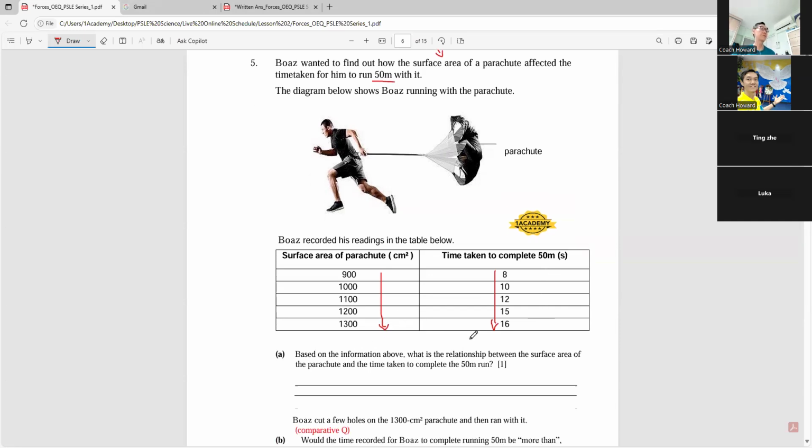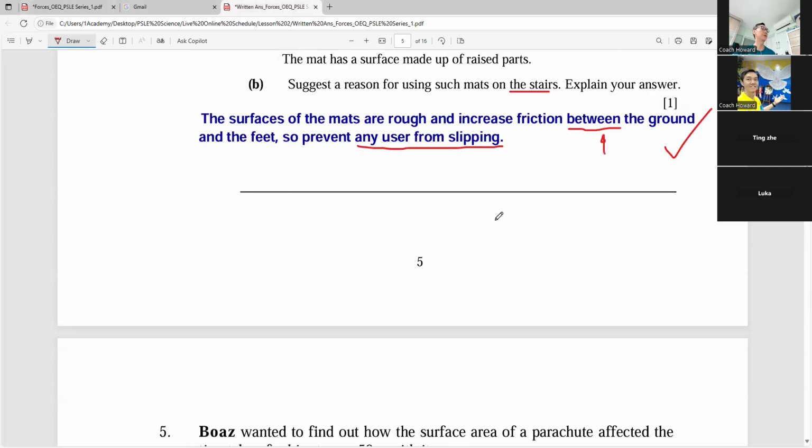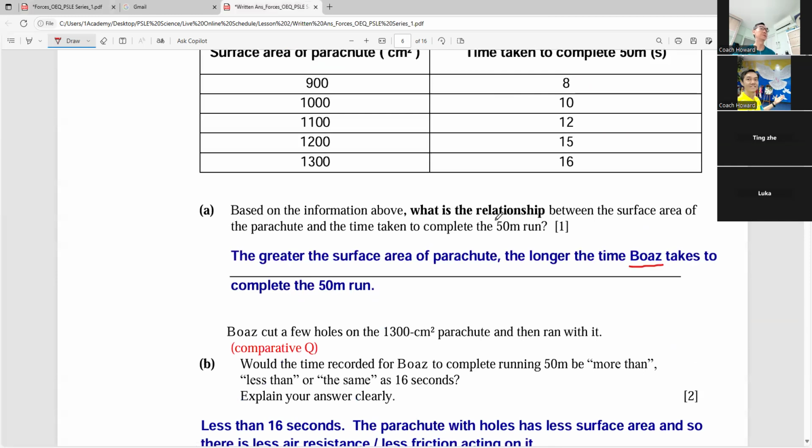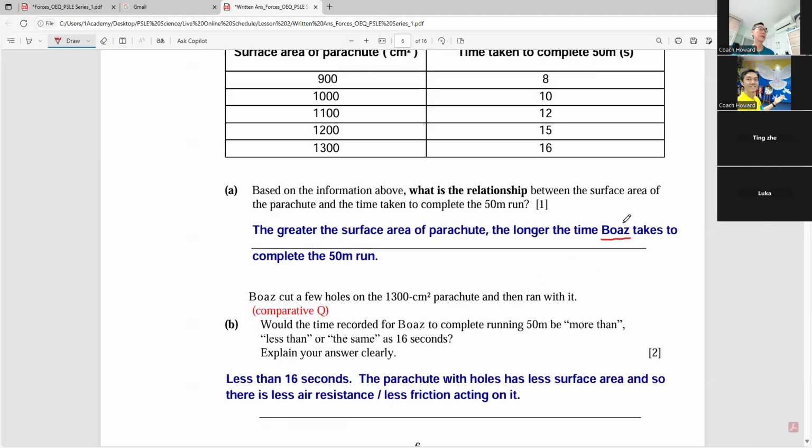So based on the information, what is the relationship between the surface area of the parachute and the time taken to complete the 50 meters run? So this is very straightforward. You can just mention this part. The greater the surface area of the parachute, the longer the time taken to complete 50 meters.